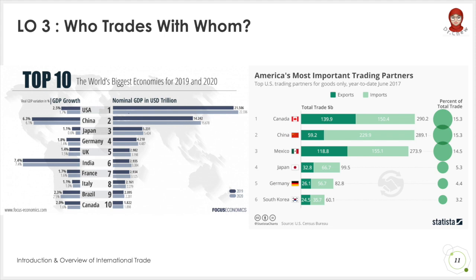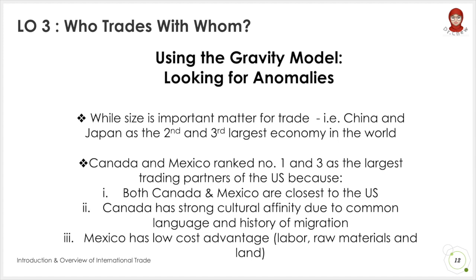However, Mexico is not even in the top 10 biggest economy list at all. We can see that under the top 10 list, there is no Mexico at all. Yet, under the America's most important trading partners, Mexico comes up number 3, even higher than Japan and Germany, which basically have larger economies than Mexico. So, it shows some anomalies that are not in line with the gravity model that emphasizes size.